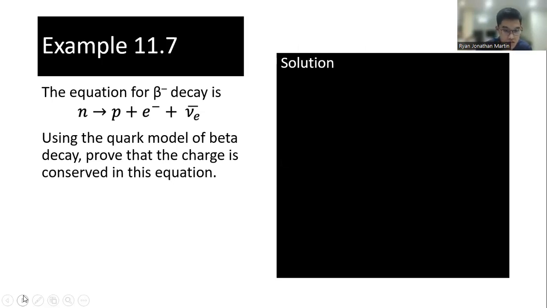So that means you show the left hand side equals the right hand side, the total electron charge. Neutron is neutral, no charge. Proton is 1e, then electron is negative 1e. So the resultant is 0. Electron anti-neutrino is also 0 charge, I think.